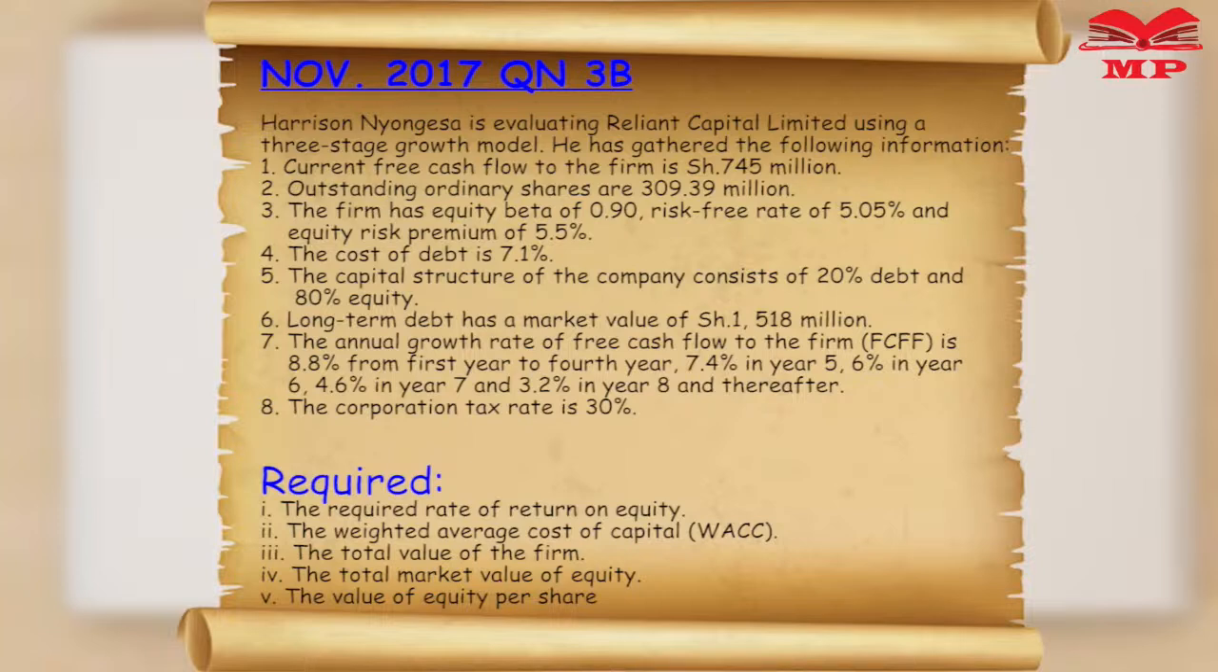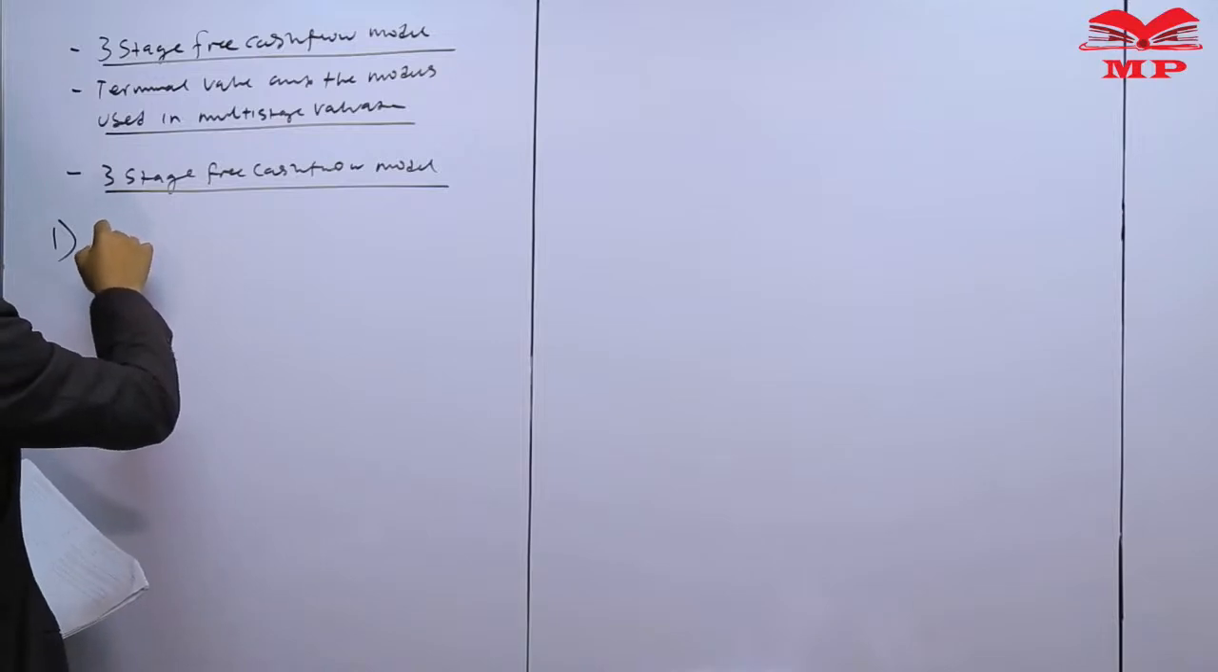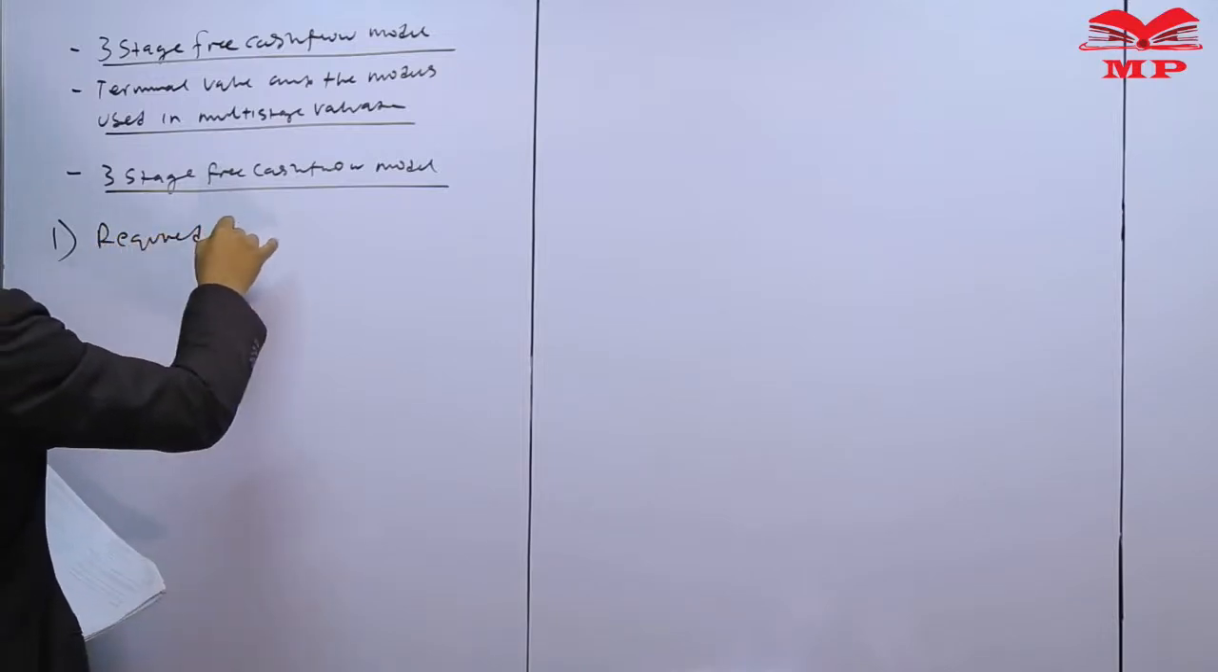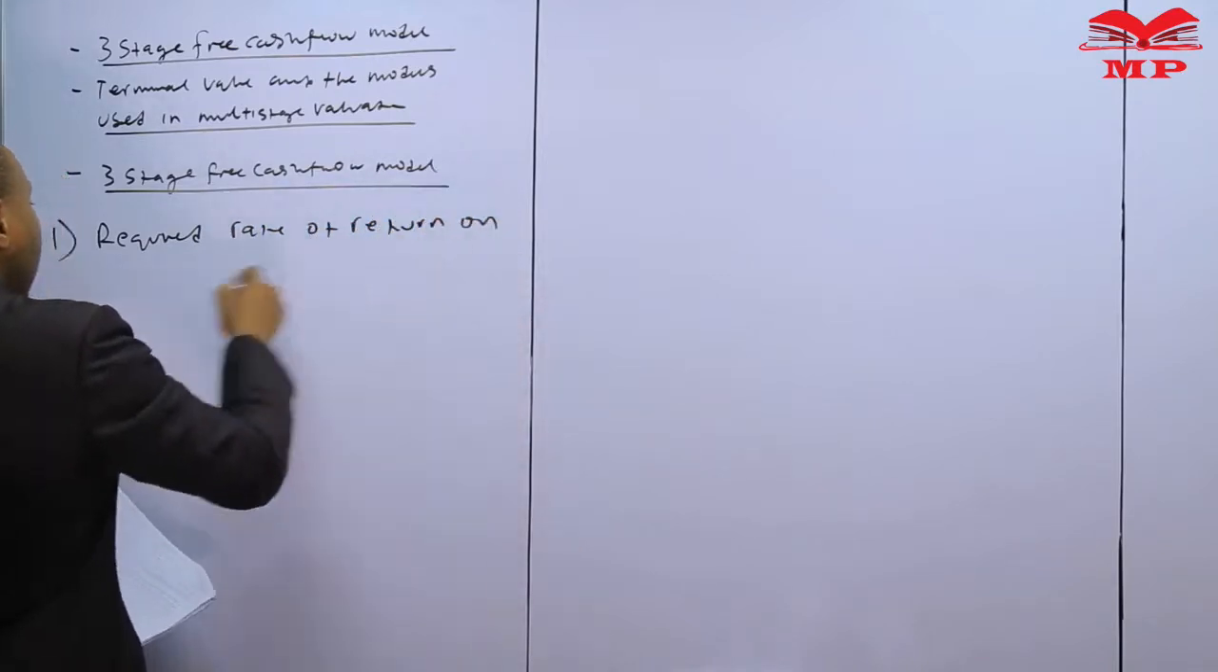Required: Number one, the required rate of return on equity. Number two, the weighted average cost of capital. Number three, the total value of the firm. Number four, the total market value of equity. Number five, the value of equity per share. So let's start by looking at part one. It is asking the required rate of return on equity.